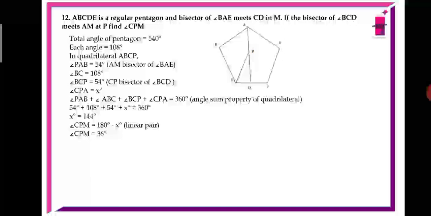We have taken CPA as X, so we are finding the value of CPA. After simplifying, 54 plus 108 plus 54 plus X equals 360, then X equals 360 minus 216. You will get X equal to 144 degrees. Now you can see angle CPM and angle CPA are a linear pair. So CPM equals 180 minus X, so CPM equals 36 degrees.